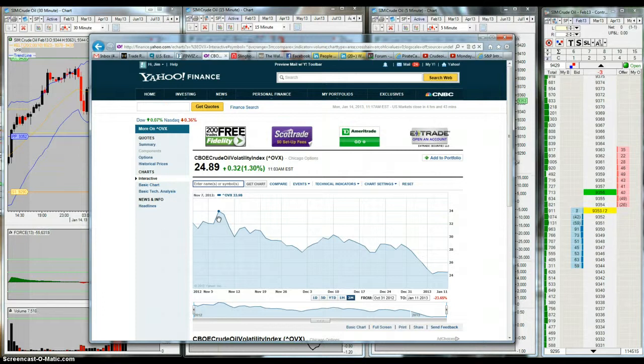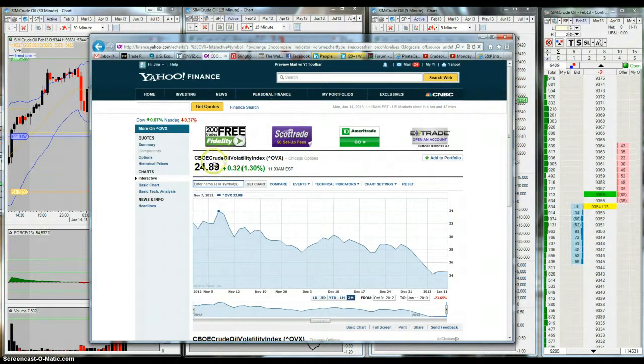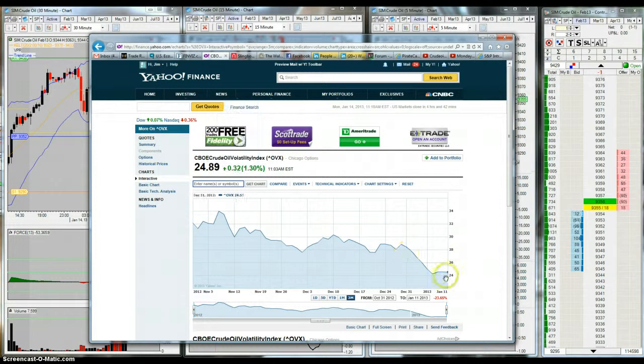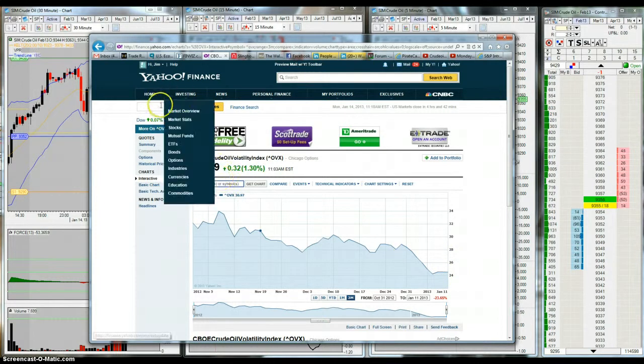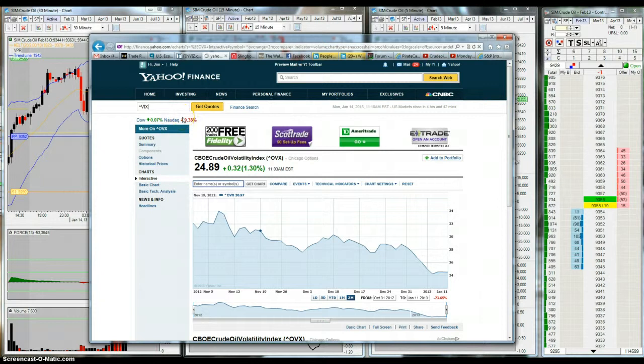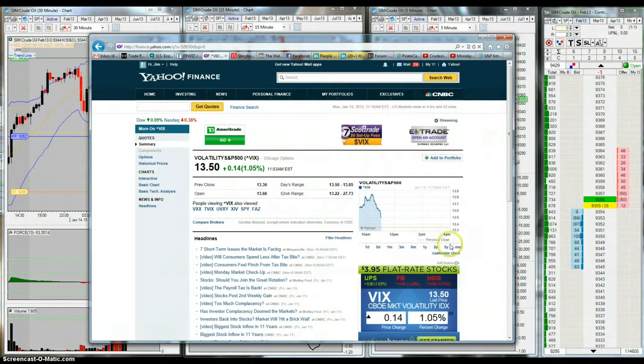If you like to fade the market, meaning take a counter trend trade, you could use this VIX to calculate where you would take a counter trend trade. So, for example, today the VIX is 24.89. I just want to show you the VIX on the S&P market just to give you a longer term view. This is the S&P VIX, 13.5 right now, which is extremely low.